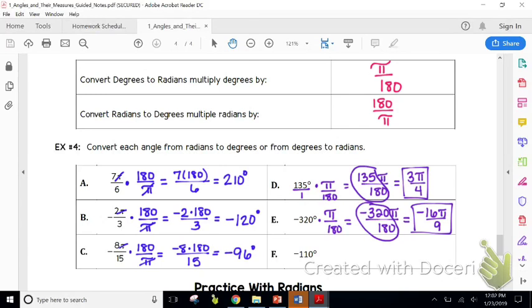And then F, same thing. We're in degrees, so we're going to radians. So negative 110 pi over 180. Negative 11 over 18. So negative 11 pi over 18.